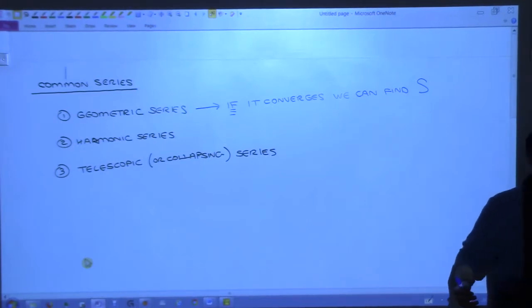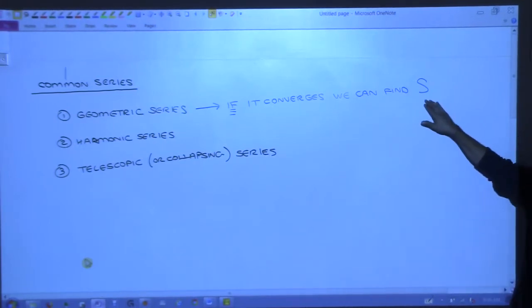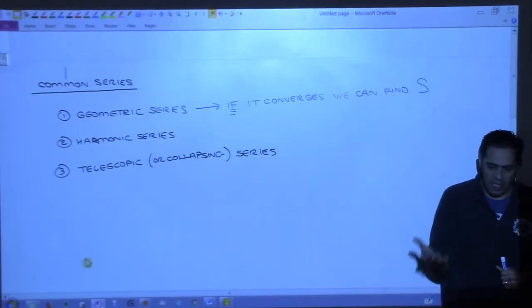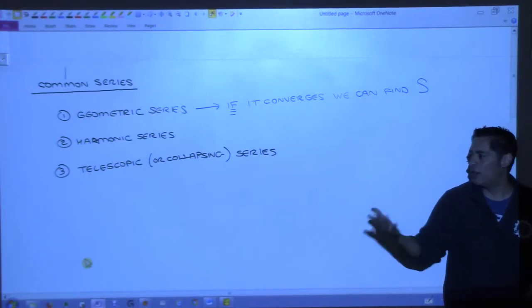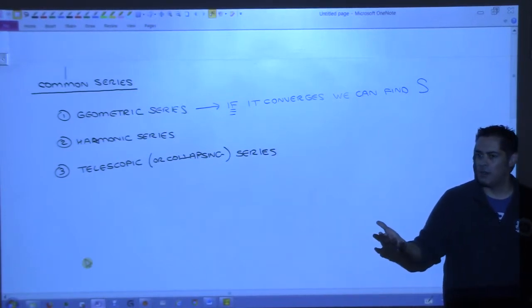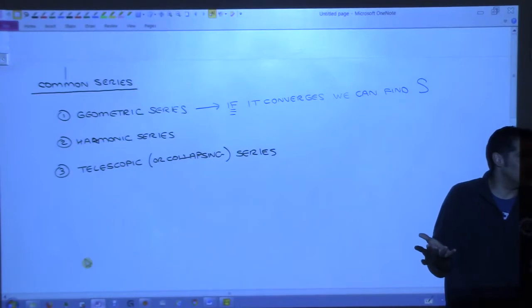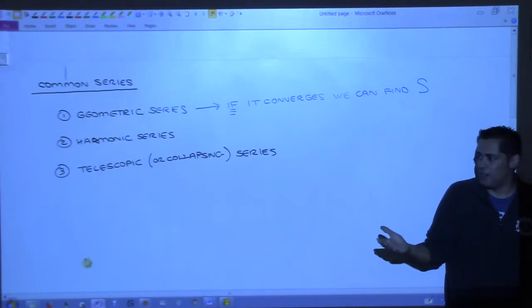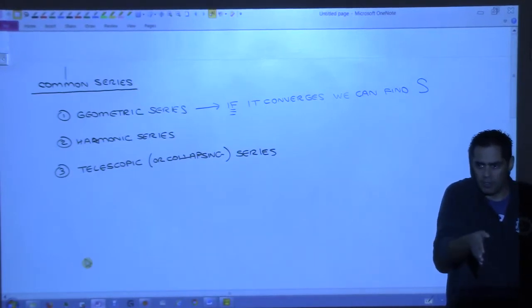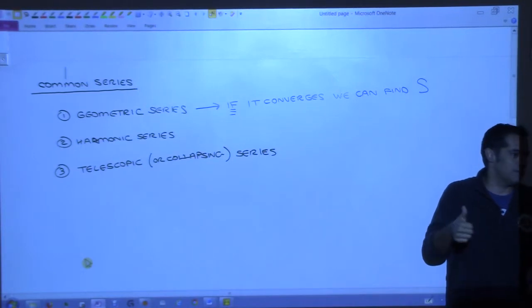The number it converges to. Okay? We can actually find the sum. I said our goal is what? See if it converges or diverges. That doesn't mean we're going to ever be able to tell you what it converges to. I'm leaving that out intentionally, because with a lot of series we can't tell you what it converges to. We can only tell you it converges.